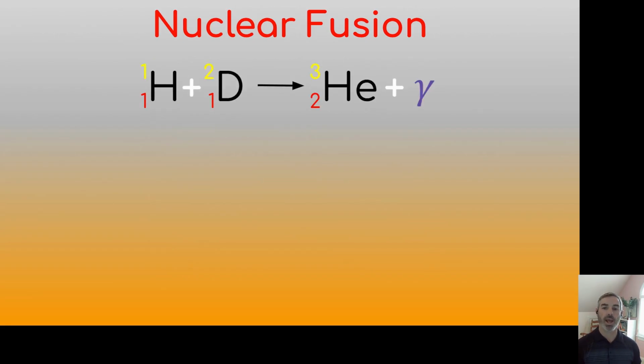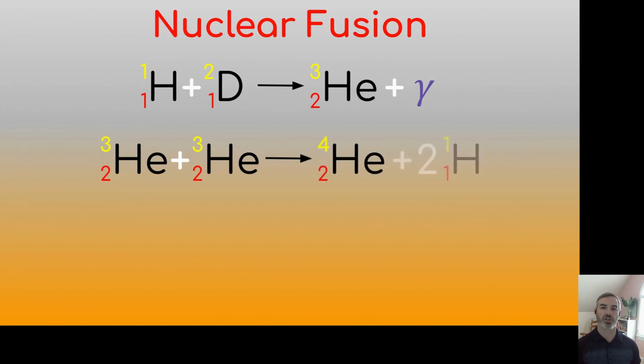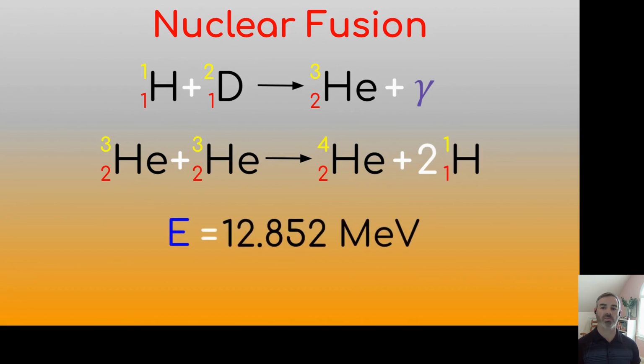Now, what could happen is that we have two helium-3s as a product. So this reaction would have to occur twice to have two helium-3s, and those collide and fuse together. What those produce now are a helium-4 as well as two hydrogen atoms. So you end up with a product of two hydrogen atoms. Now this process releases 12.852 mega electron volts of energy if we went through the calculation.